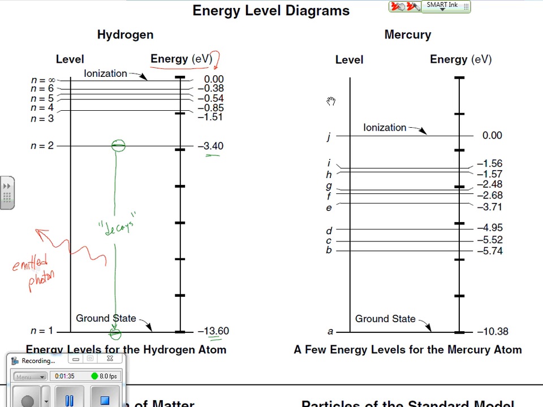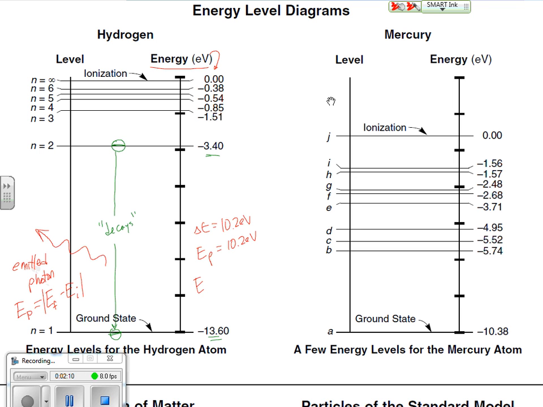Now, this photon has an energy that's equal to the difference in those two energies. And I'll put absolute value. I don't care about signs. I wouldn't worry too much about signs here. Notice the change in energy between these two is 10.2 eV. So this photon would have an energy of 10.2 eV, exactly the difference between those two energy states.